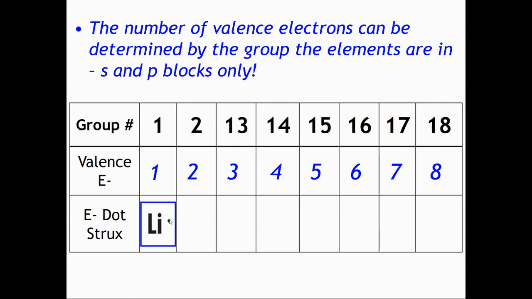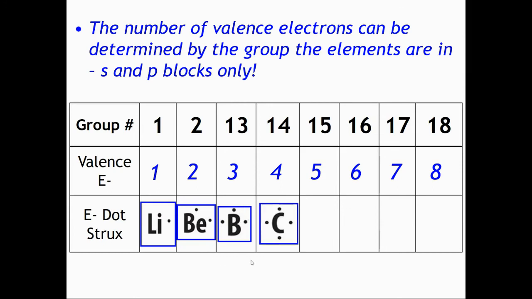The electron dot structure for something in group 1 looks like this. For instance, lithium has 1 valence electron, so you see 1 dot. Beryllium has 2 valence electrons, so you see 2 dots. Boron has 3 valence electrons, so you see 3 dots. Notice how they are not paired up yet. Carbon has 4 valence electrons, so you see 4 dots. They're not paired up. Now we got to start pairing up.